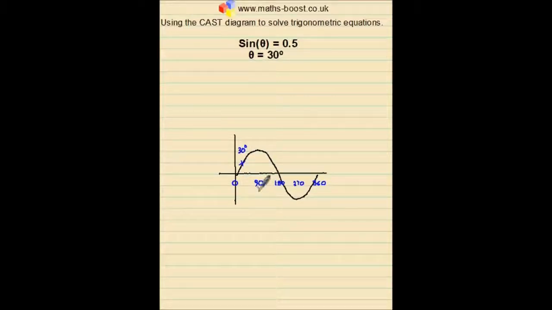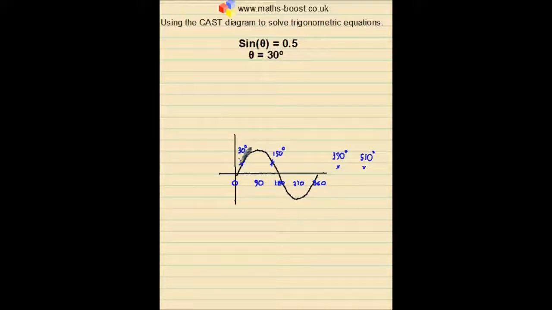Because of the symmetry, I can see that if I've moved 30 degrees from here, I also move 30 degrees from here to reach the same position, and so here we have 150 degrees. And I also know that the function repeats every 360 degrees. So if 30 degrees is a solution, so is 390 degrees. And similarly, if 150 degrees is a solution, so is 510 degrees.